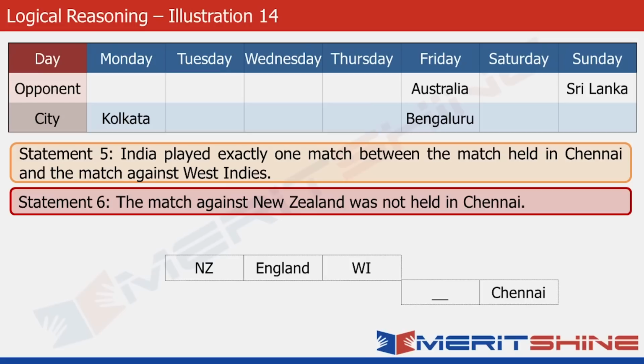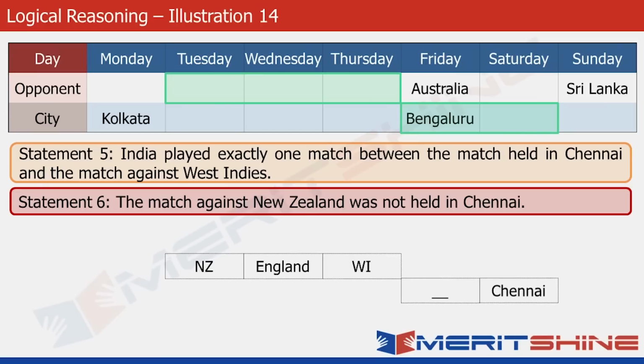and then Chennai. Now this block needs to be placed in the table. If you look at this table carefully, there's just one place where this block can be placed. It is these cells. There is no other option. So let's put this block here.